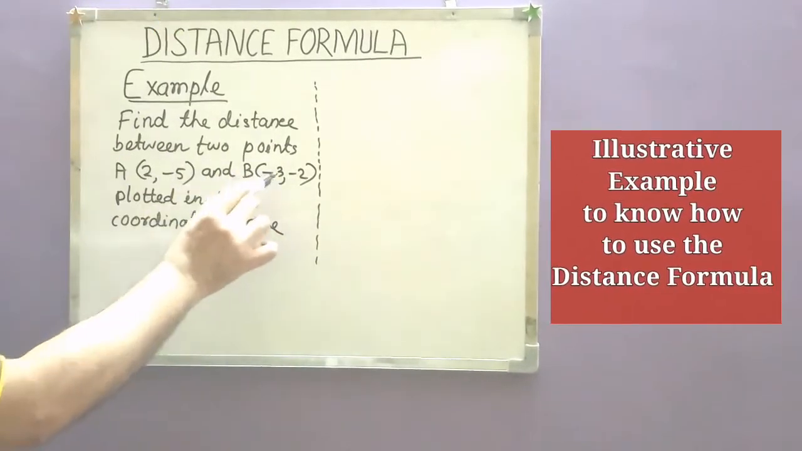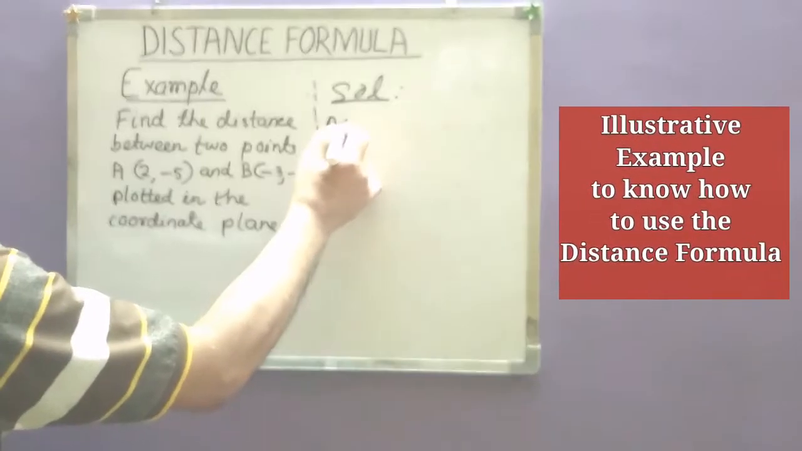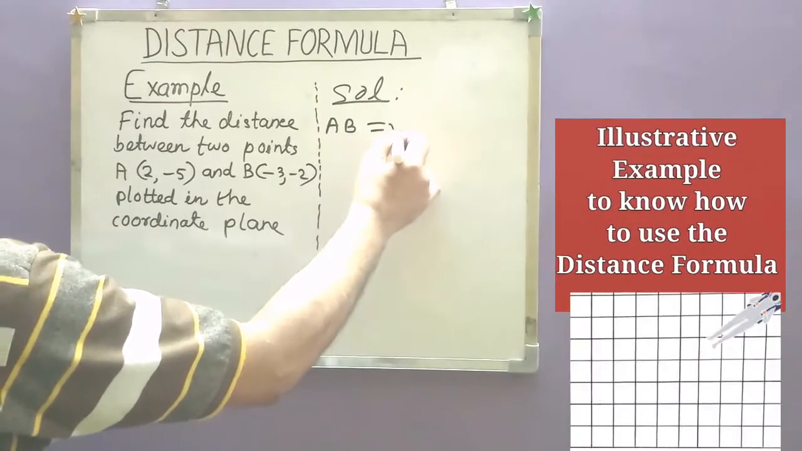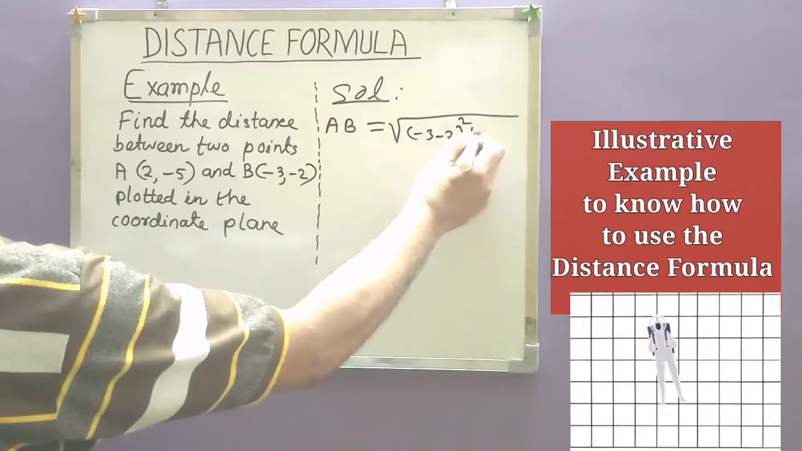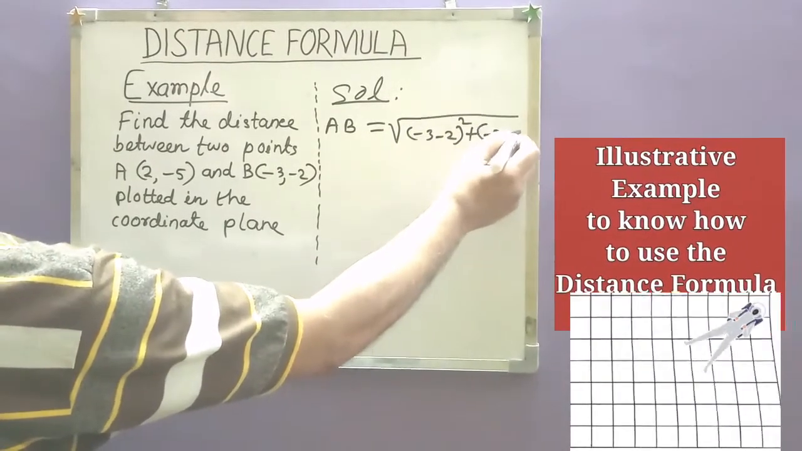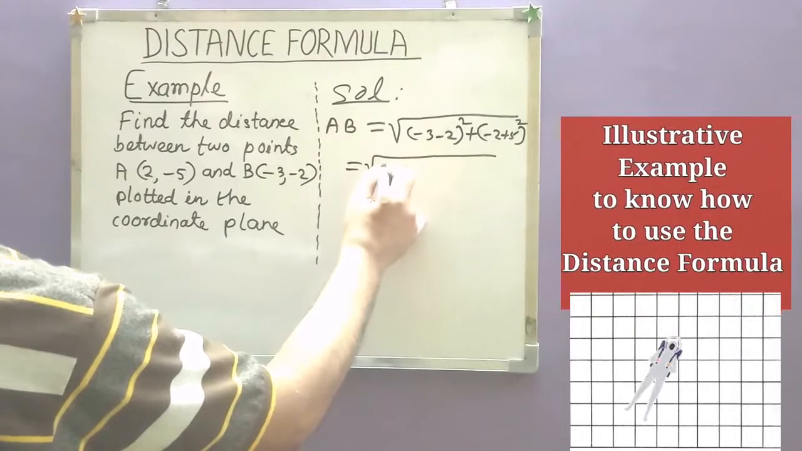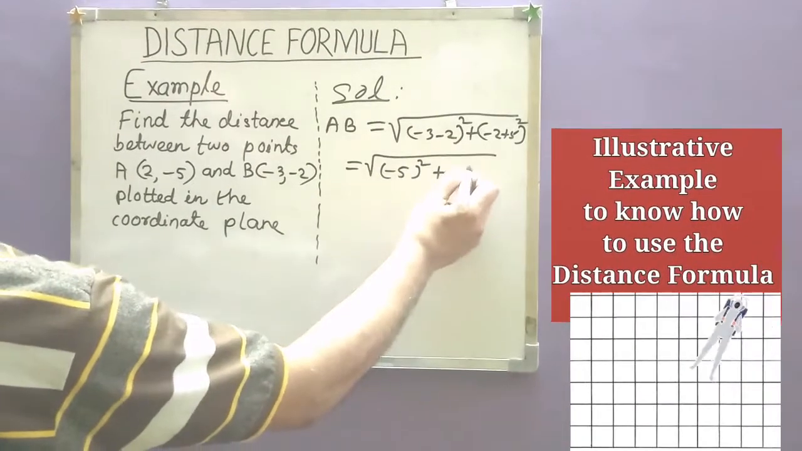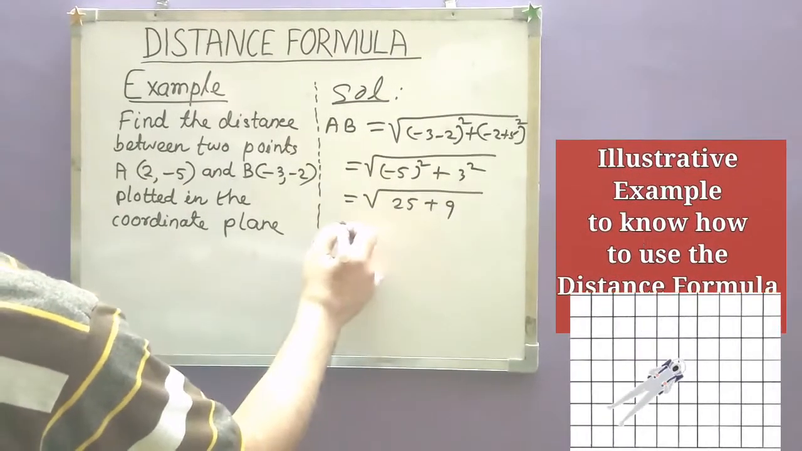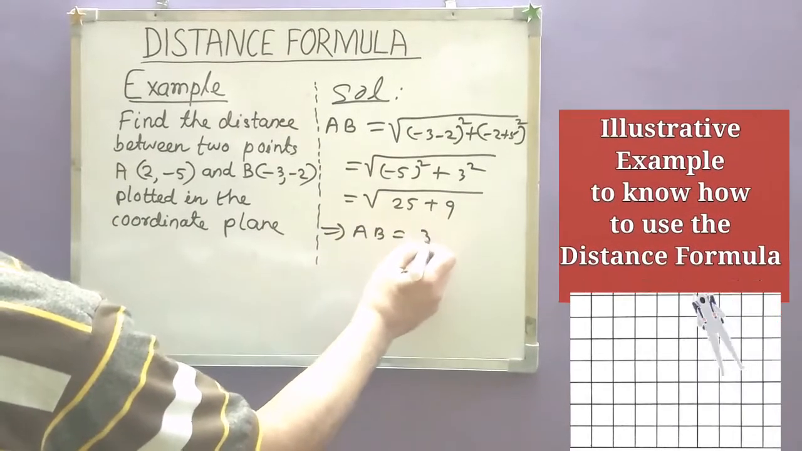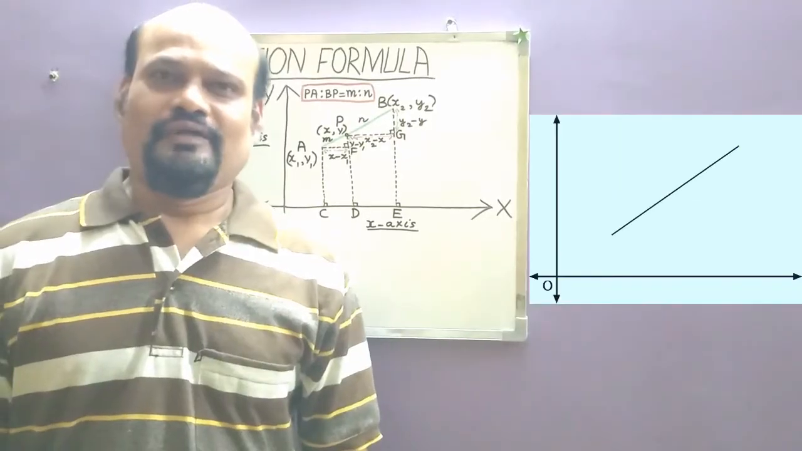Find the distance between 2 points A with coordinates 2, minus 5 and B, minus 3, minus 2 in the coordinate plane. Using the distance formula, we have AB equal to whole square root of the sum of whole square of minus 3 minus 2 and whole square of minus 2 plus 5, that equal to whole square root of minus 5 square plus 3 square, that equal to whole square root of 25 plus 9, implies that AB equal to square root of 34 units. That's your answer.